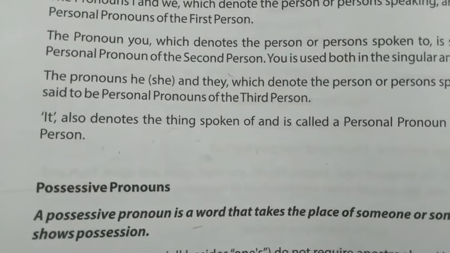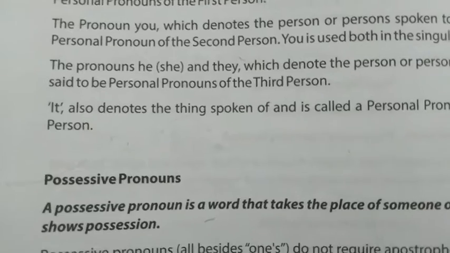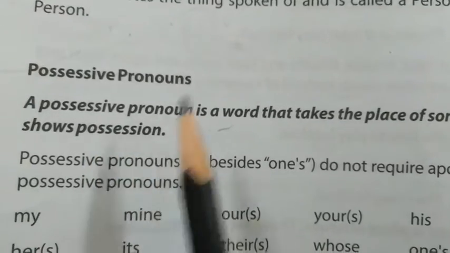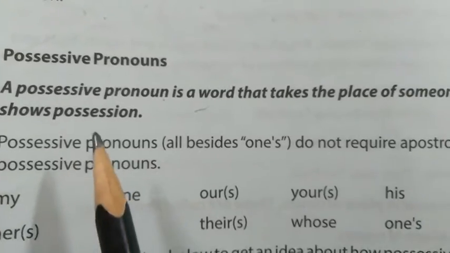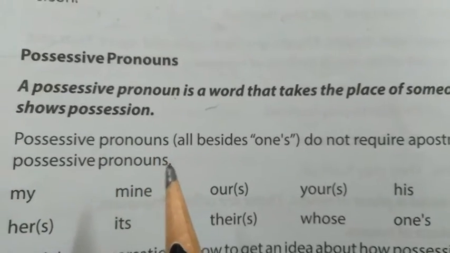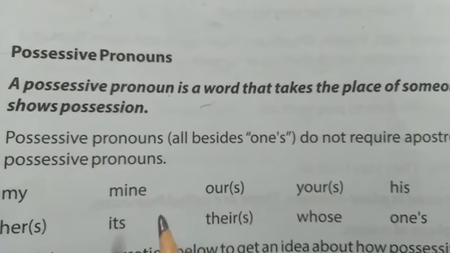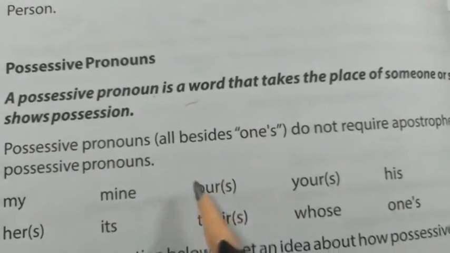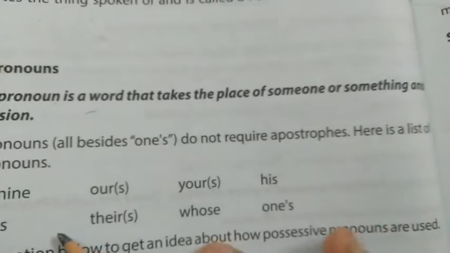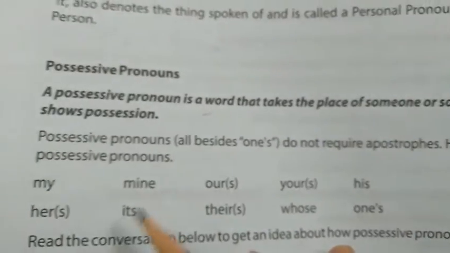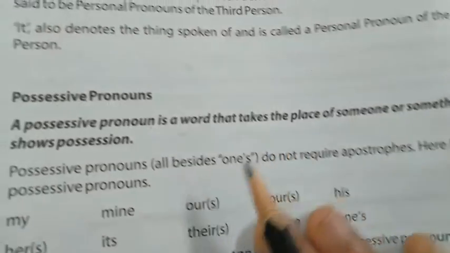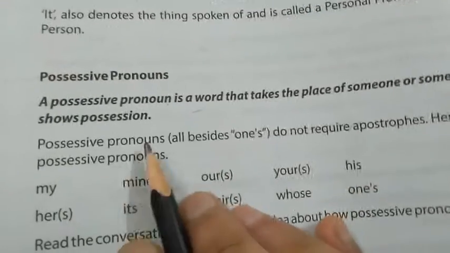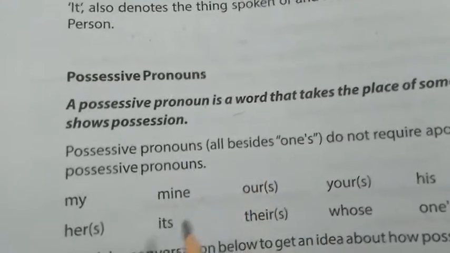And then we have the possessive pronouns. So when do we use possessive pronouns? Possessive pronouns are used to show the possession. Possession means ownership. So let's read it here. A possessive pronoun is a word that takes the place of someone or something, and it shows possession. So we use this pronoun to show the possession or ownership.